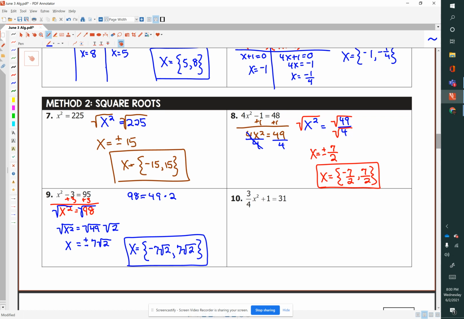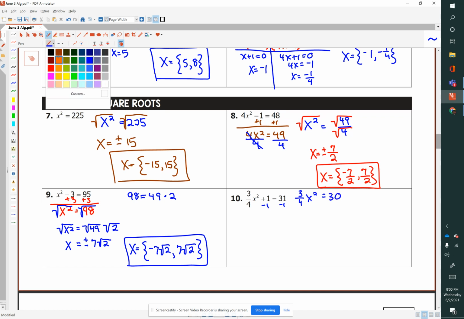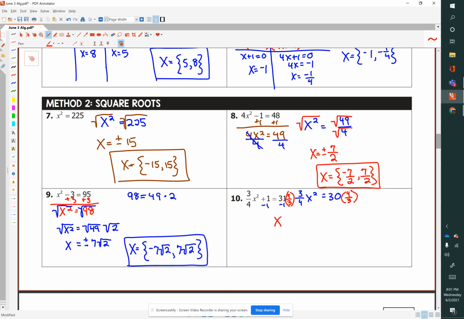So the first thing I want to do is subtract 1 from each side, and that will leave me with 3/4 x squared equals 30. So I need to isolate that x. So I'm going to multiply by the reciprocal of the fraction. Whatever I do to one side, I do to the other. And then now I have x squared on the left, and on the right, I have 30 times 4/3 is 40. So now I will take the square root of each side.